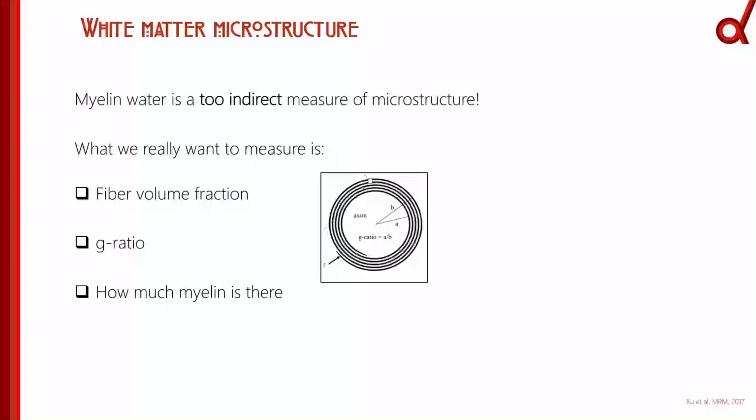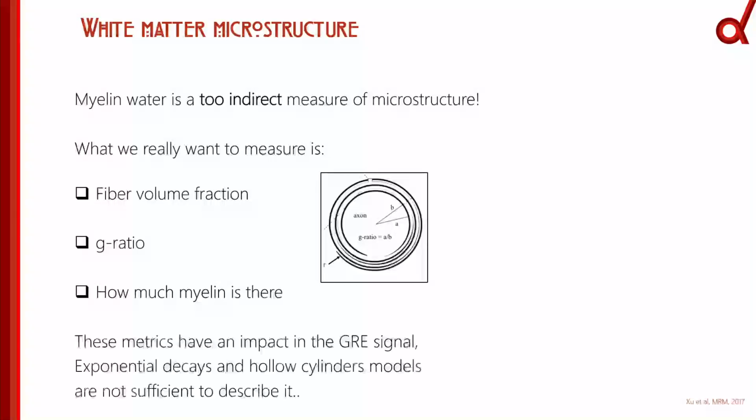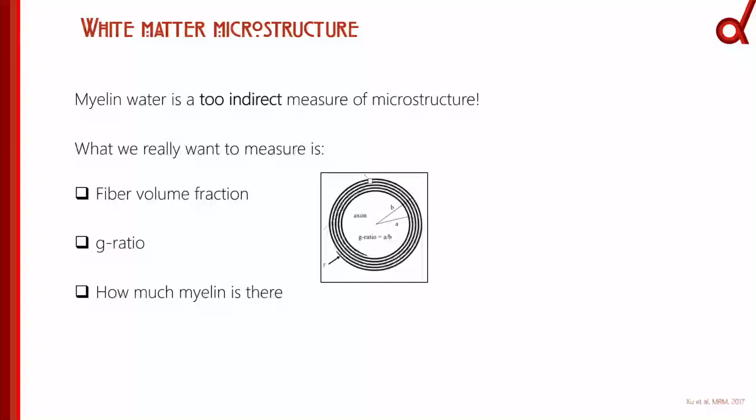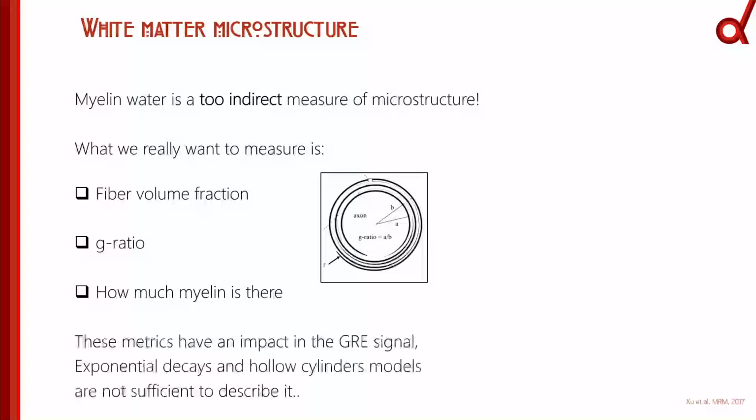And I'd also like to say that we also want to measure how much myelin is actually there, because these two models have the same G ratio and the same fiber volume fraction, but a very different amount of myelin, and this can be showing pathology. And all these metrics here actually impact the GRE signal, as we saw.